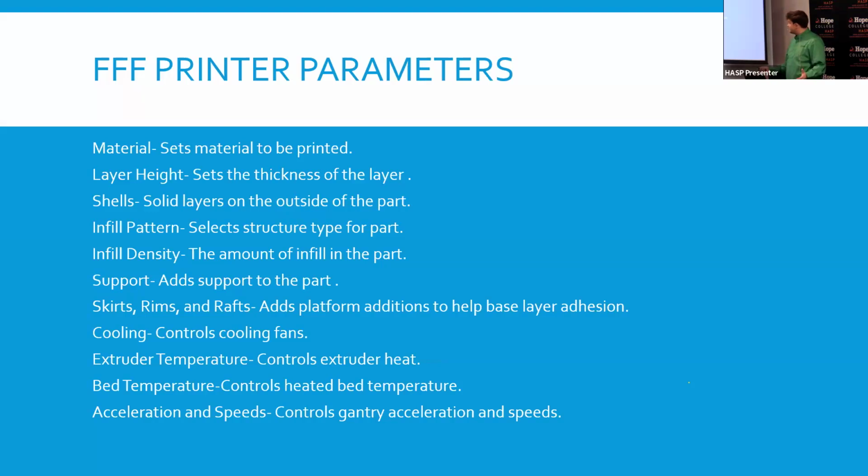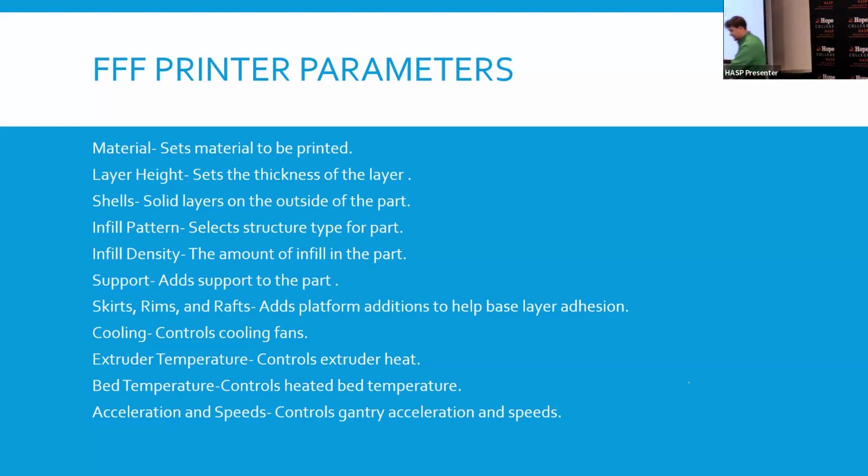So since we mentioned parameters, here are some for a triple F printer. So material, obviously, it sets the material to be printed. So if you want an ABS or if you want something weird like a nylon, you can set that printer to do that.